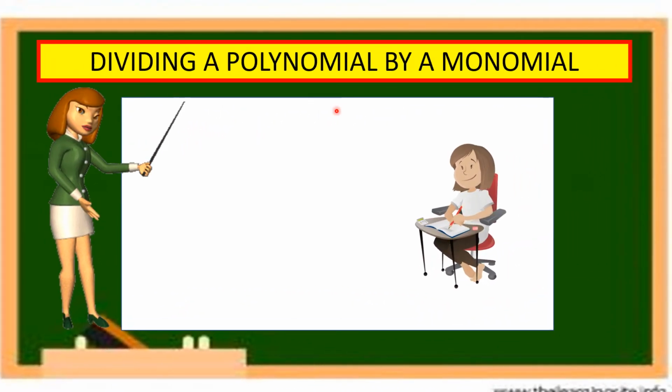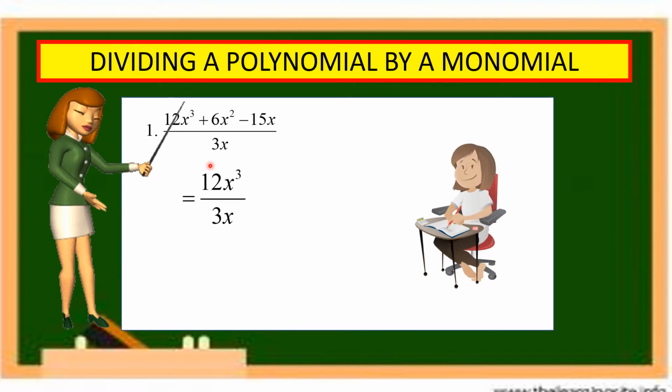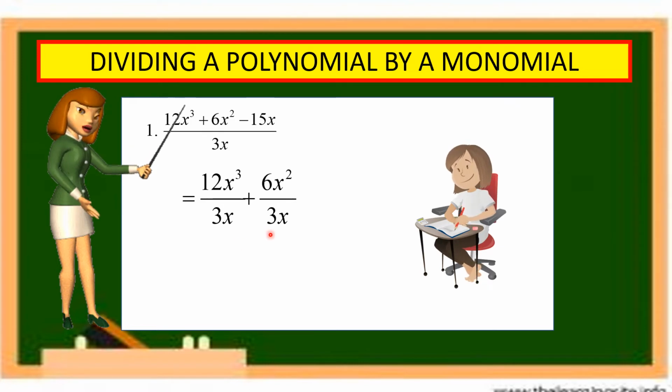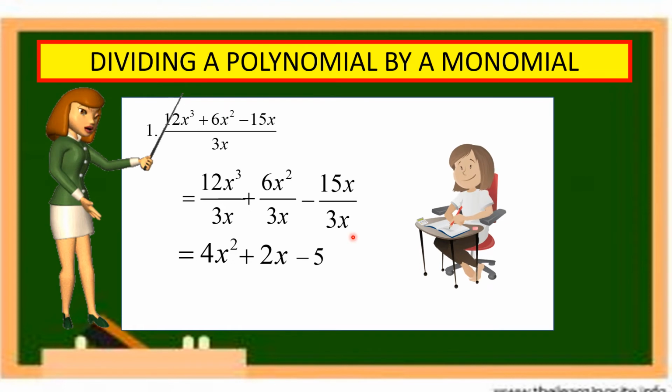Polynomial by a polynomial. The given is 12x cubed plus 6x squared minus 15x divided by 3x. So we have 12x cubed divided by 3x plus 6x squared divided by 3x minus 15x divided by 3x. 12x cubed divided by 3x equals 4x squared. 6x squared divided by 3x equals 2x. And negative 15x divided by 3x equals negative 5. So the answer is 4x squared plus 2x minus 5.